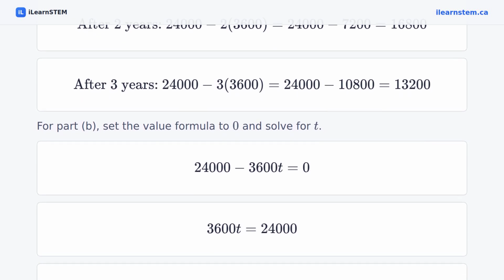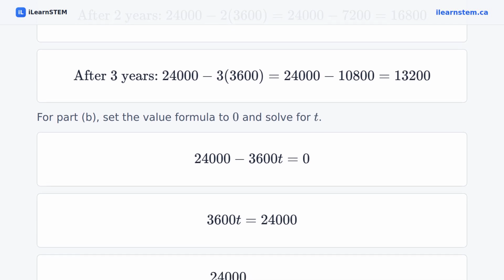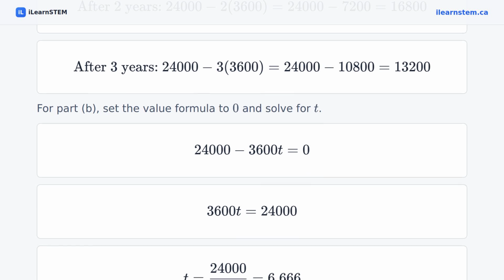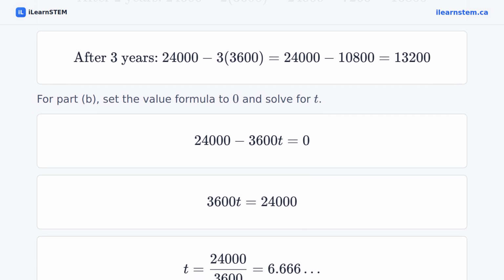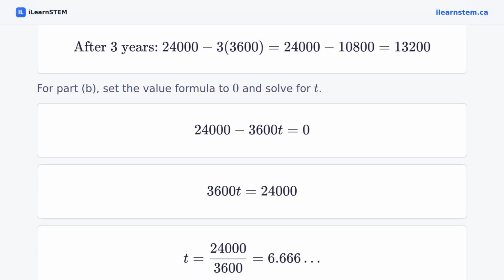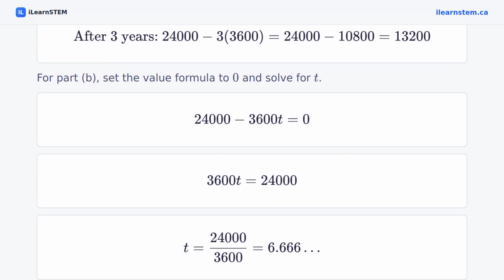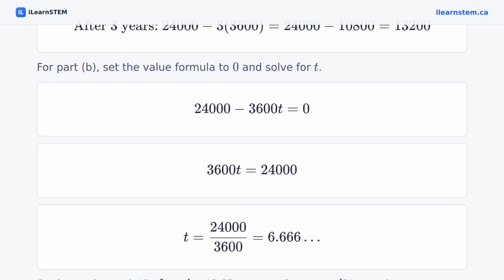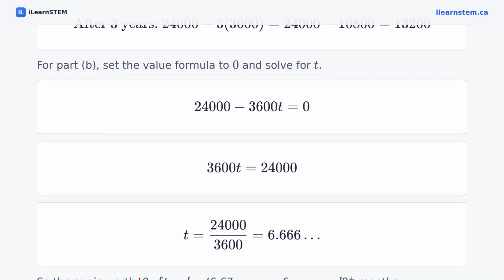t equals 24,000 divided by 3,600, which is 6.666 repeating. So the car is worth $0 after about 6.67 years, or 6 years and 8 months. For straight line depreciation, subtract the same fixed amount each year.